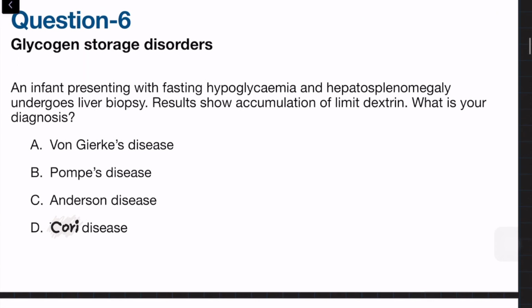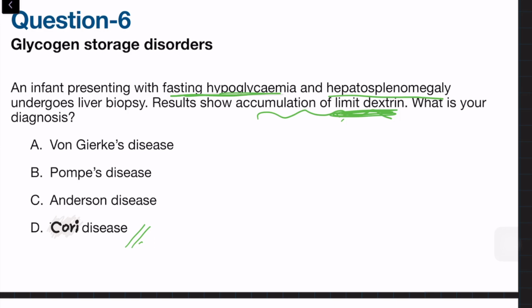Another question: an infant presents with fasting hypoglycemia. The patient has hypoglycemia and hepatosplenomegaly. Liver biopsy shows limit dextrins. So, what is your diagnosis? The answer would be Cori's disease. Anywhere we see limit dextrin, Cori's.